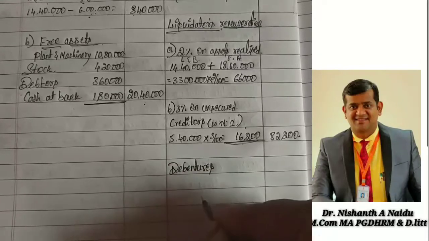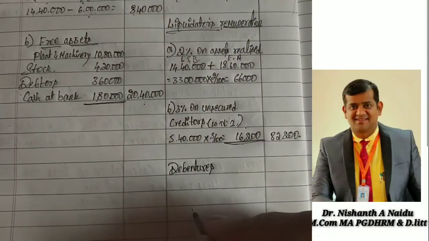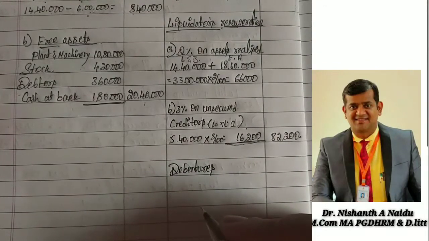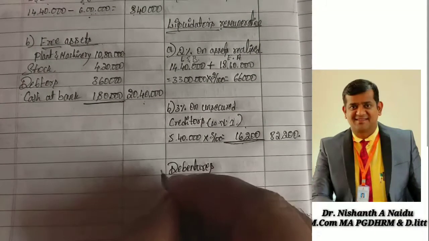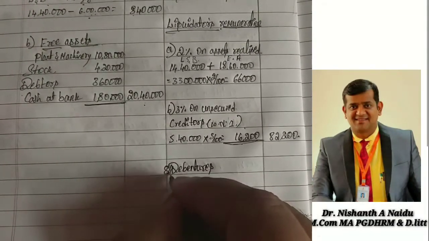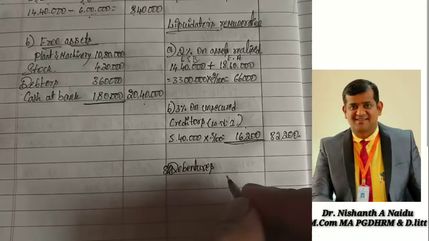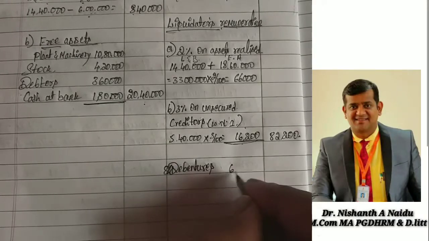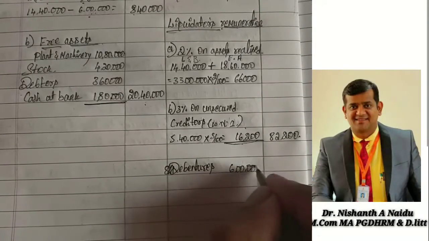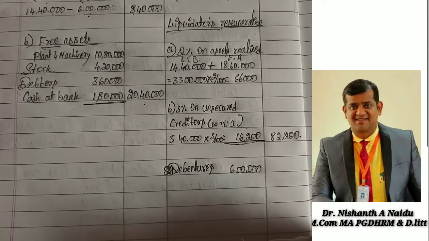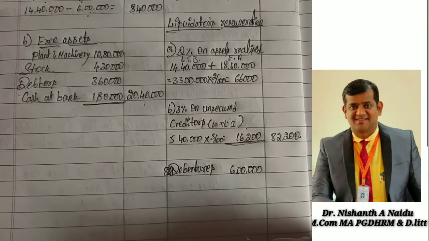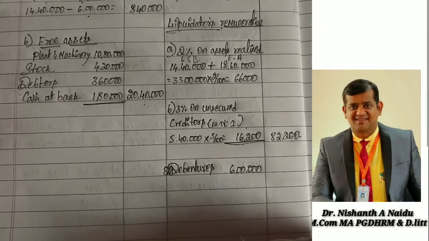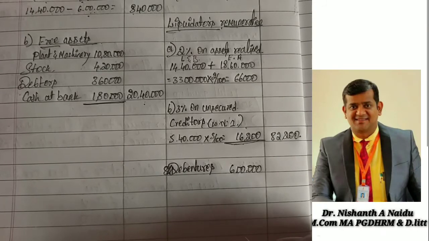What is the amount given in the liability side for debentures in the balance sheet? 8% debentures, and we should not forget to write that percentage, 6 lakh rupees, correct? Is there any outstanding interest on debentures given in the problem? No, right? There is no outstanding interest.